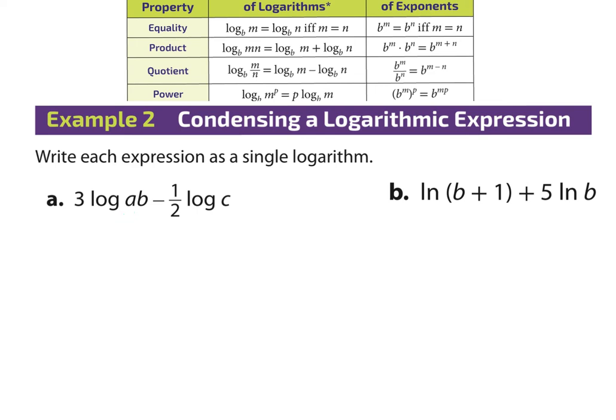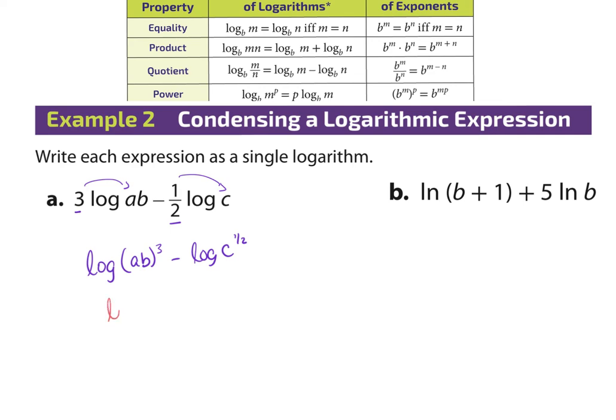So the first thing I'm going to do when I'm condensing is I'm going to put those exponents into place. So this 3 is going to become the exponent of this group. This 1/2 is going to become the exponent of that. So I have log of this group to the 3rd power minus log of c to the 1/2, all right? And then I can do this subtraction. That's going to condense to division.